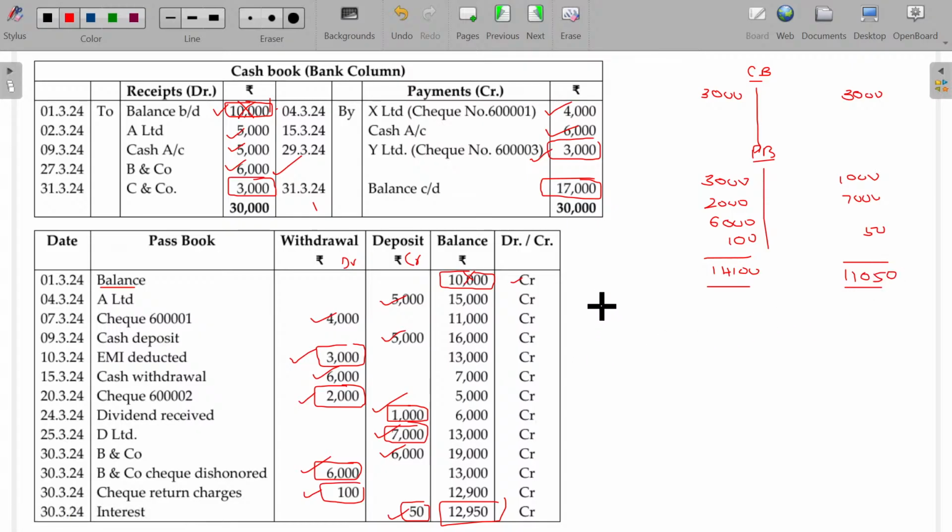So BRS in short. We start with the balance. Cash book, how much? 17,000. This is what? Debit balance. Am I right? This is a debit balance. If you start with the debit balance, add the opposite side. Credit balances should be added. What is the value of the credit balance? And you have to subtract debit balances. What is the value of the debit balance? 14,100. Come on, do the ultimate calculation.